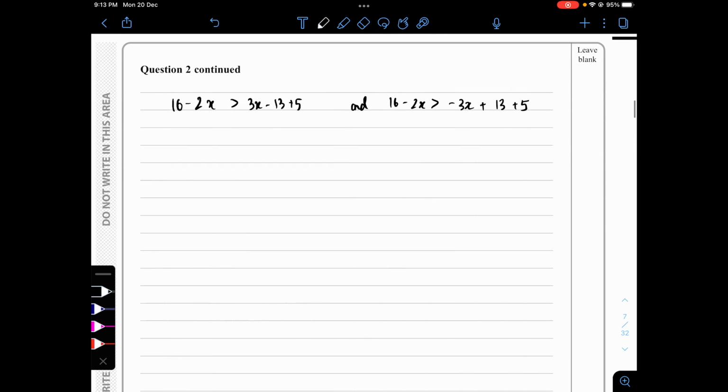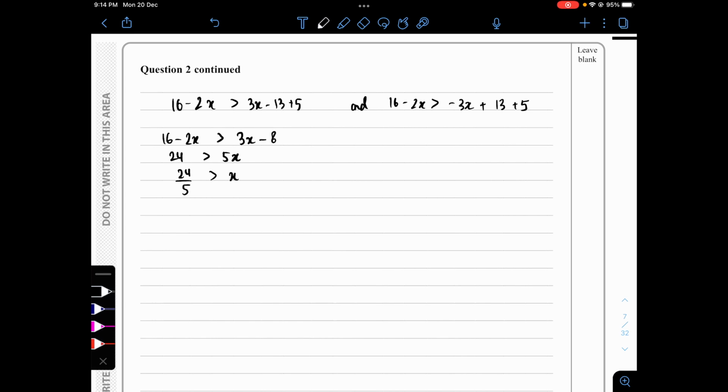So now we're only dealing with algebra. It's pretty easy. We can just say 16 minus 2x greater than 3x minus 8, right? We can move the 2x to this side and 8 to the other side. This becomes 24, this becomes 5x. So x is greater than 24 over 5. That's very simple here.